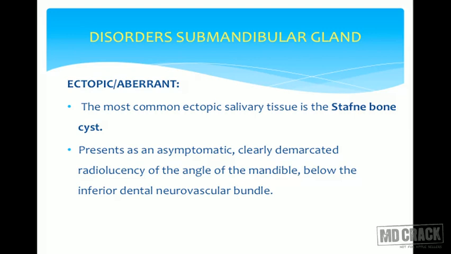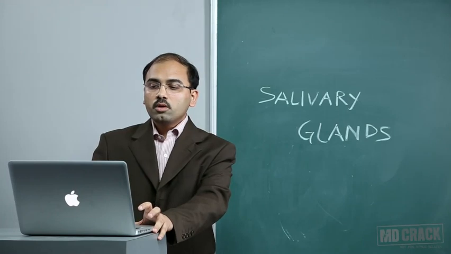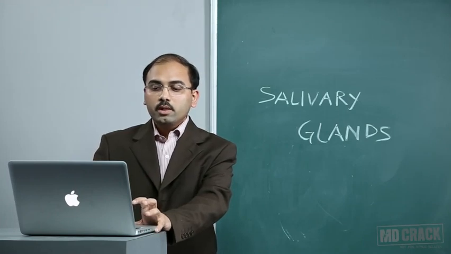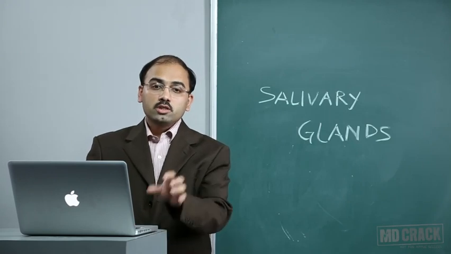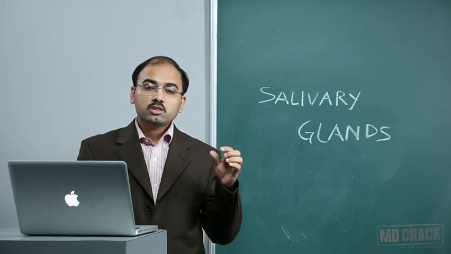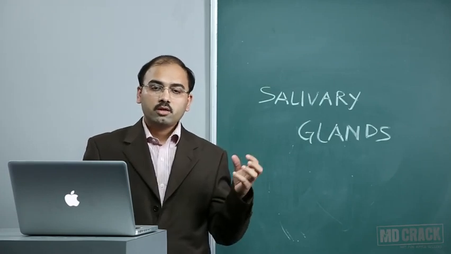You may be given various options. Most likely it is Stafne bone cyst, or they will give various options like mucus retention cyst or other swellings. So you have to choose this translucent swelling seen at the angle of mandible as Stafne bone cyst. So it is formed by invagination into the bone on the lingual aspect of the mandible of an ectopic lobe of the submandibular gland. So friends, this bone cyst is not a cyst arising in the bone, but it is on the lingual aspect.